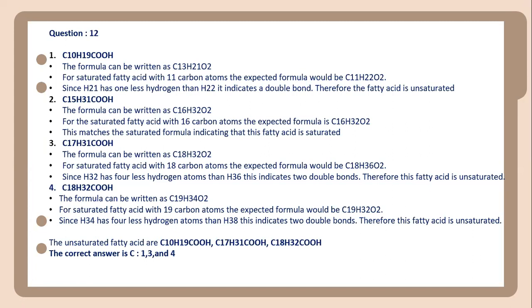And number 4, C18H32COOH. The formula can be written as C19H34O2. For a saturated fatty acid with 19 carbon atoms, the expected formula would be C19H38O2. And since H34 has 4 less hydrogen atoms than H38, this indicates 2 double bonds. Therefore, this fatty acid is unsaturated.